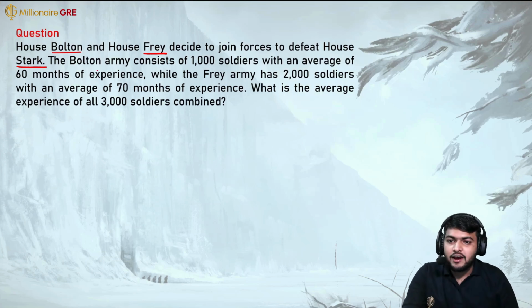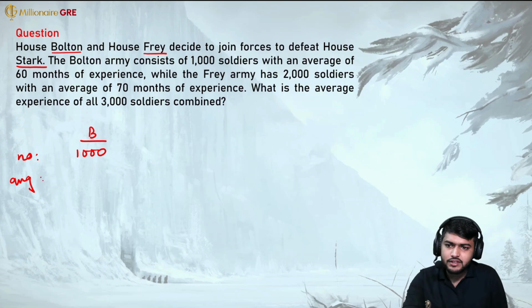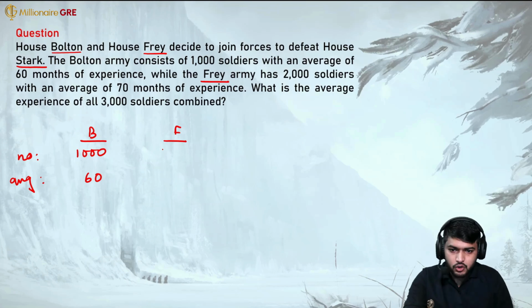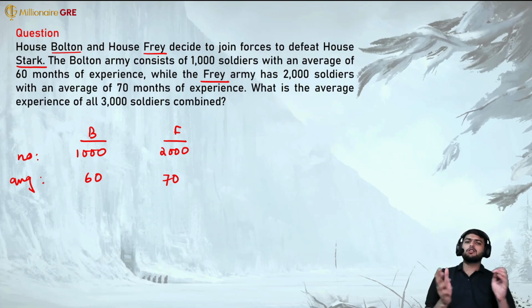Okay. Bolton army consists of 1,000 soldiers. Number of soldiers in Bolton army is 1,000 with an average experience of 60 months. Similarly, Frey army has 2,000 soldiers. The average experience in Frey army is 70 months. What is the average experience of all the 3,000 soldiers combined?